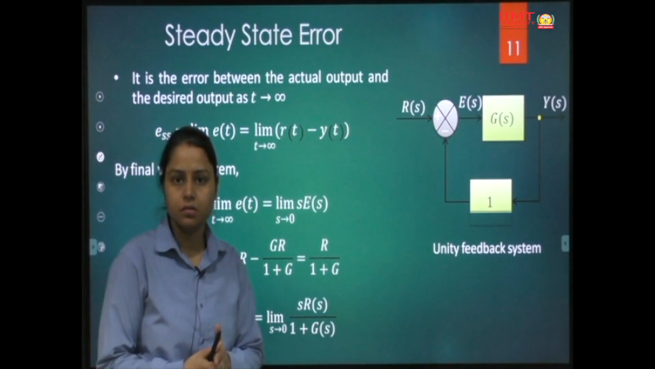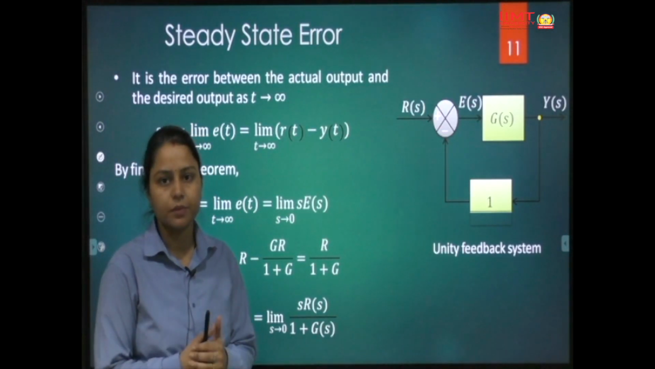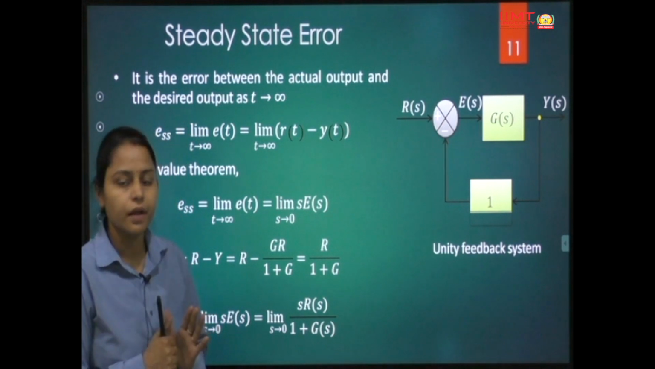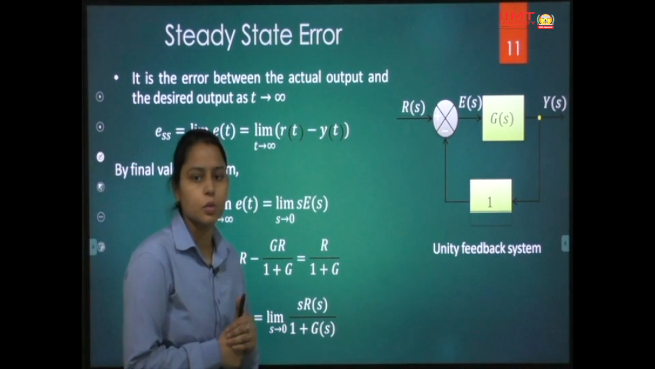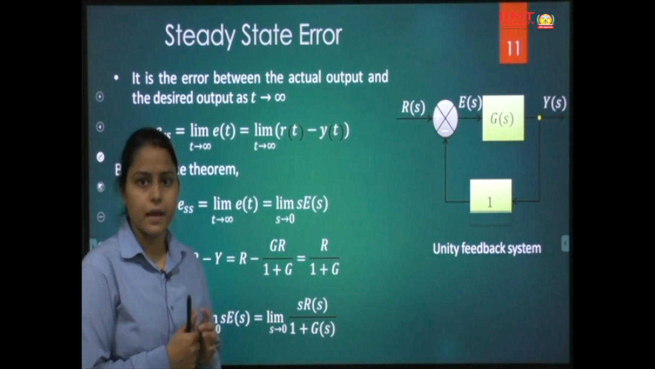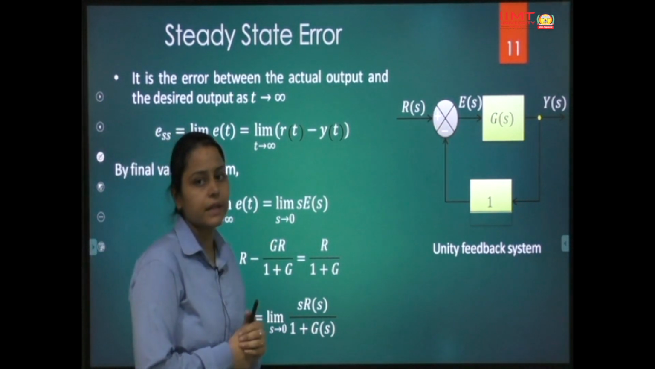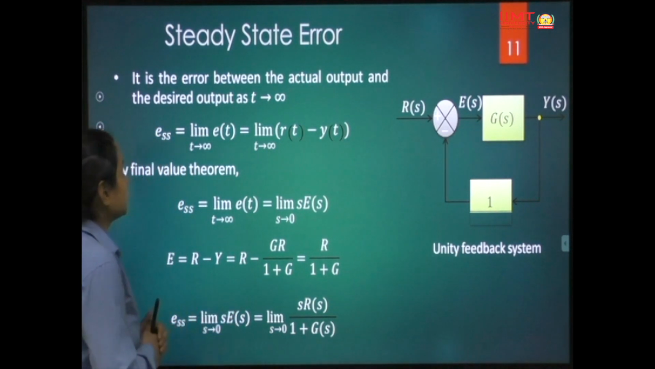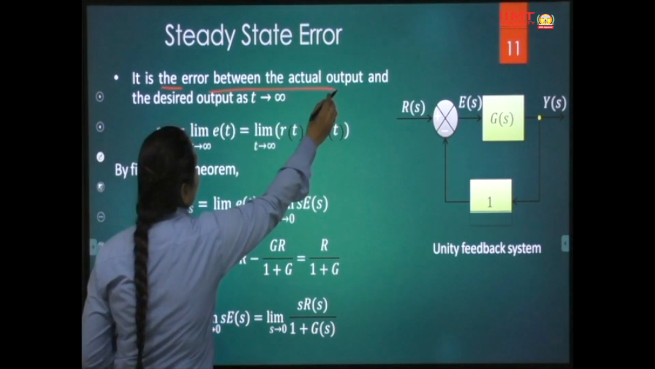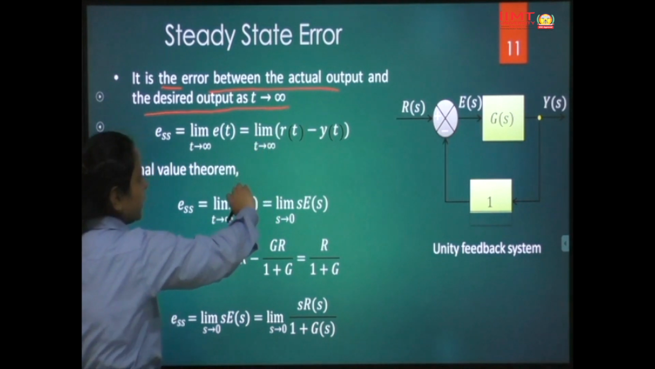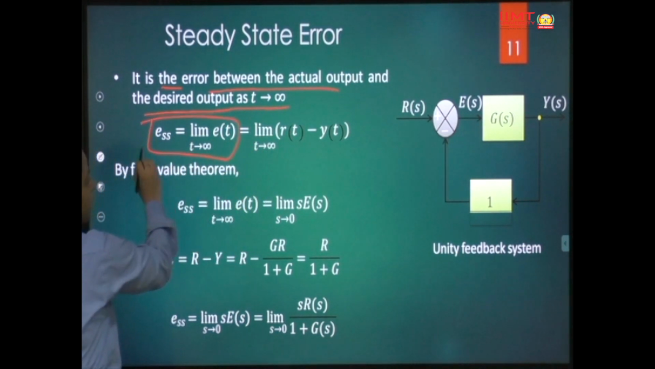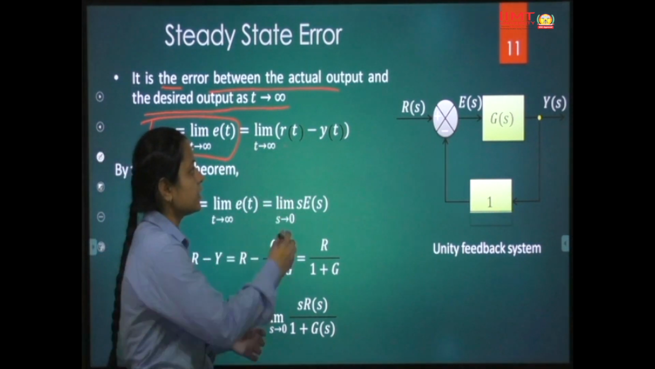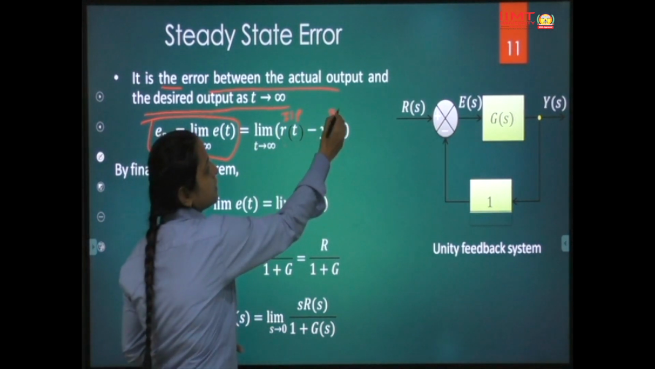So now we have seen what the specifications for the system design are. Next we will see the steady state error. When we design a system, the steady state error should be 0, but practically it is not 0, there is some error. So by these calculations we can calculate how the system responds for different types of inputs and what the error will be. It is the error between the actual output and desired input as t tends to infinity. So ess, the steady state error, is equal to limit t tends to infinity e(t), or limit t tends to infinity r(t), which is the input, minus y(t), which is the output.